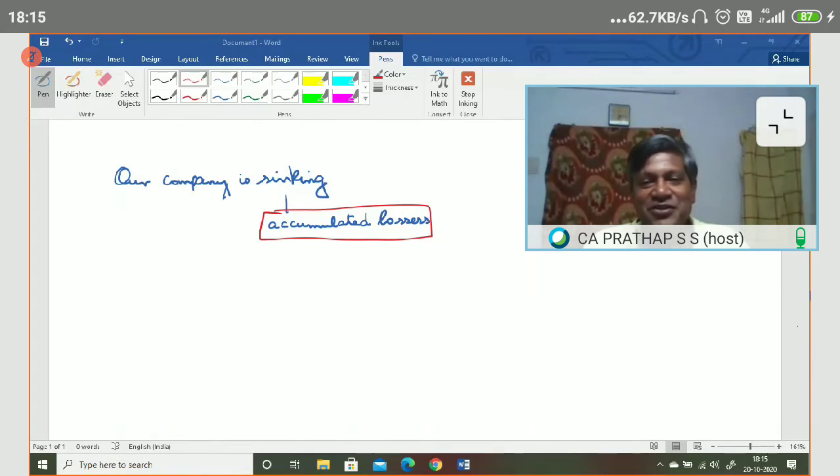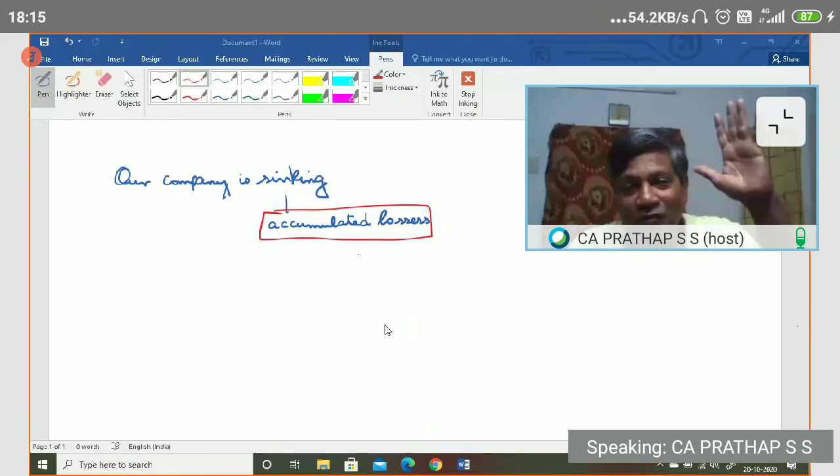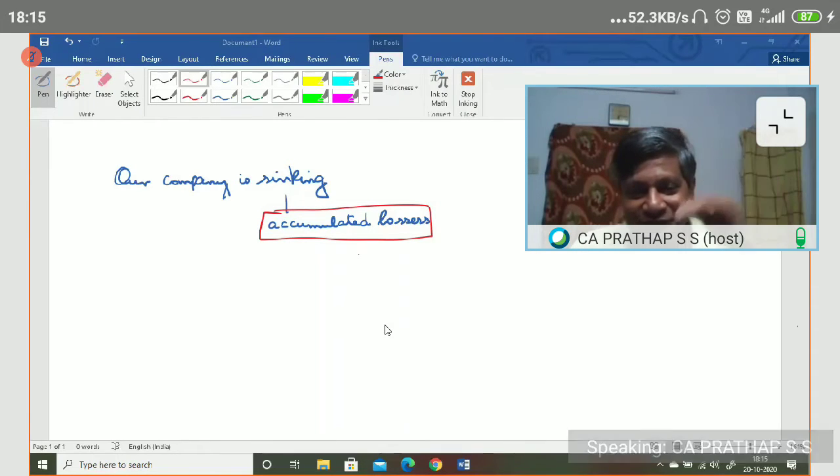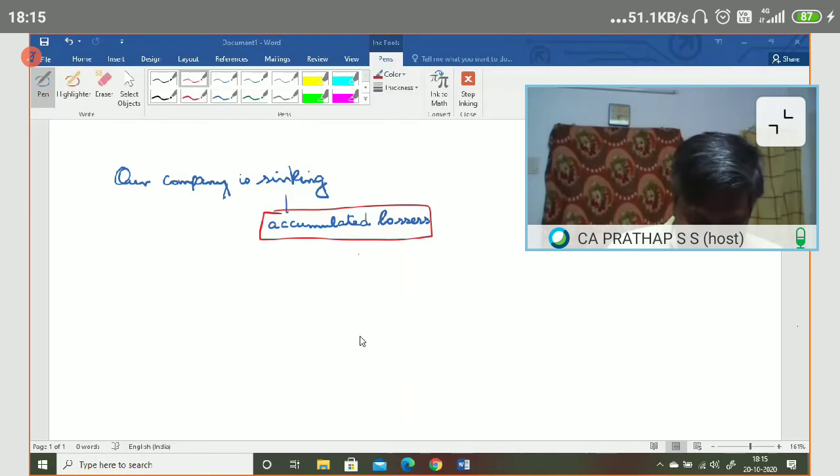So too, this is the situation with this company. This company is having accumulated losses. To come out, you require money. But to get money, you should be profitable. So this is your company, okay?